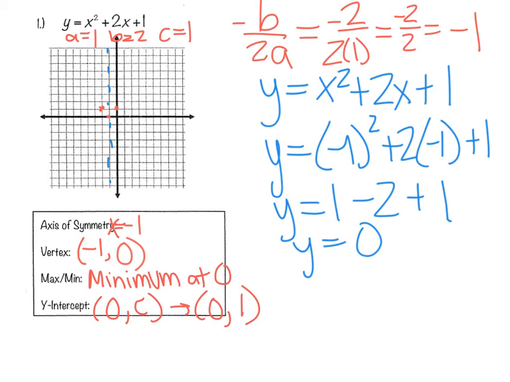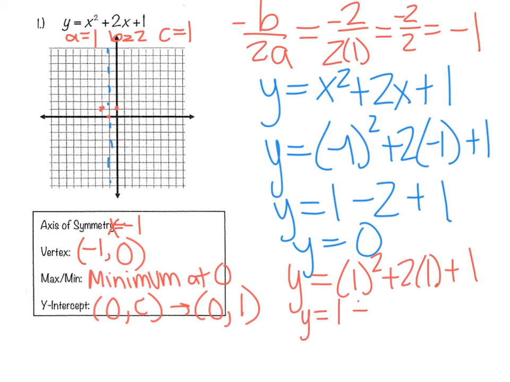So I am going to plug in +1. You can plug in any x value that you want. I'm choosing +1 because it's still close to my vertex. It's right here. So I'm going to figure out, if I plug +1 in, where do I plot my point? I need the y value. So when I plug +1 in, I get 1 plus 2 plus 1. So my y value is 4, which means that there's another point at (1, 4).